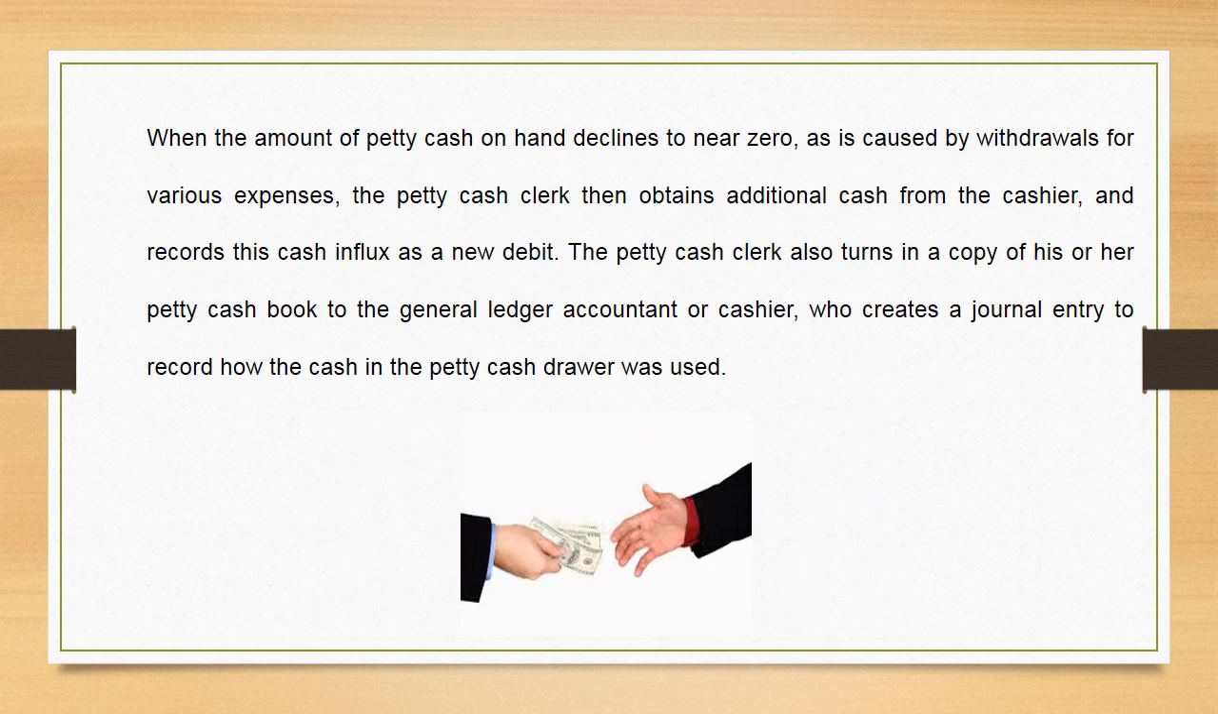When the amount of petty cash on hand declines to near zero, as is caused by withdrawals for various expenses, the petty cash clerk then obtains additional cash from the cashier and records this cash influx as a new debit. The petty cash clerk also turns in a copy of his or her petty cash book to the general ledger account or cashier, who creates a journal entry to record how the cash in the petty cash drawers was used.